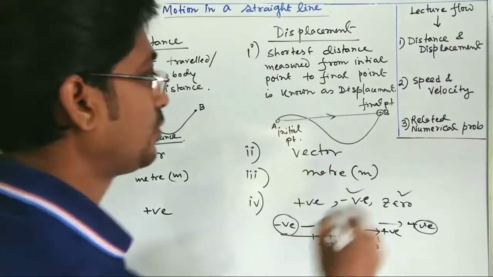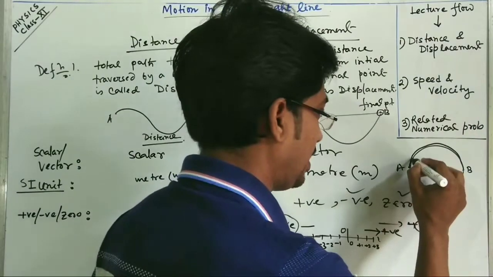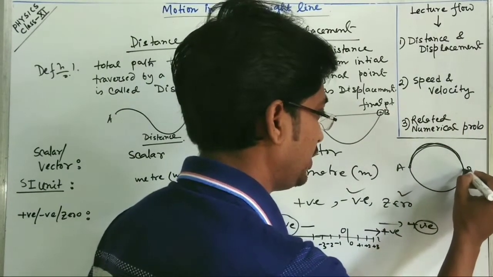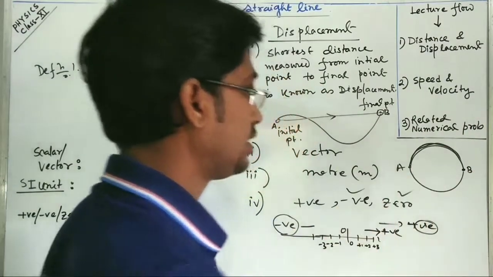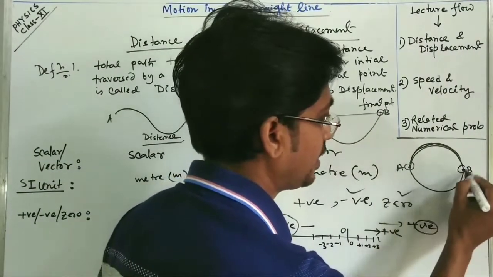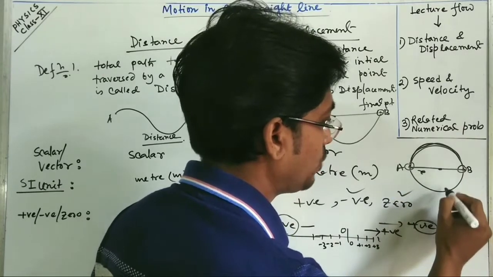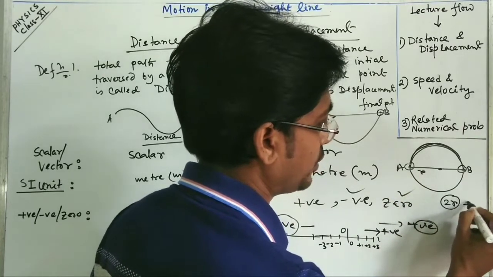So if we take an example here, suppose a body has started a journey from A and is going to point B and has reached point B. What will be the displacement here? Displacement is the shortest distance between the initial point and the final point. If the radius is r, then 2r will be the displacement.